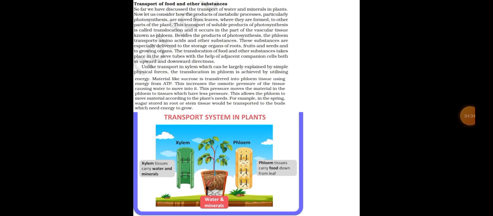Transport of food and other substances. So far, we have discussed the transport of water and minerals in plants. Now, let us consider how the products of metabolic processes, particularly photosynthesis, are moved from leaves where they are formed to other parts of the plant. This transport of soluble products of photosynthesis is called translocation, and it occurs in the part of the vascular tissue known as phloem.